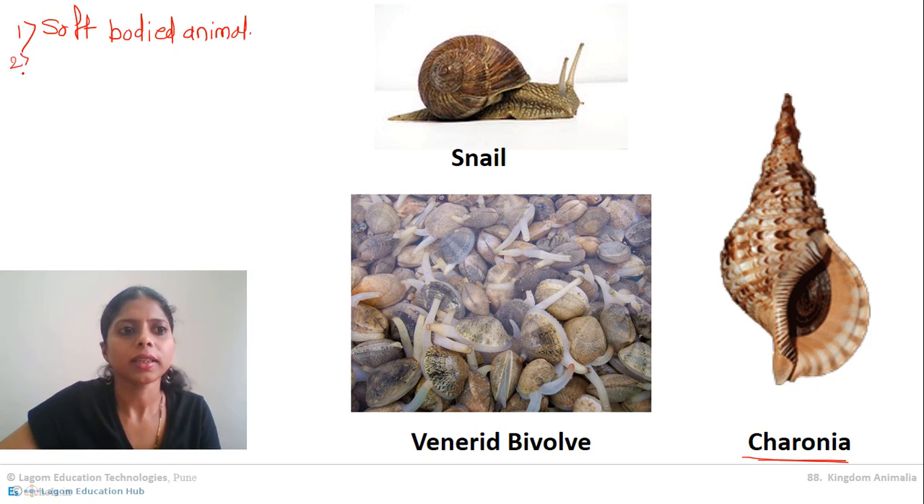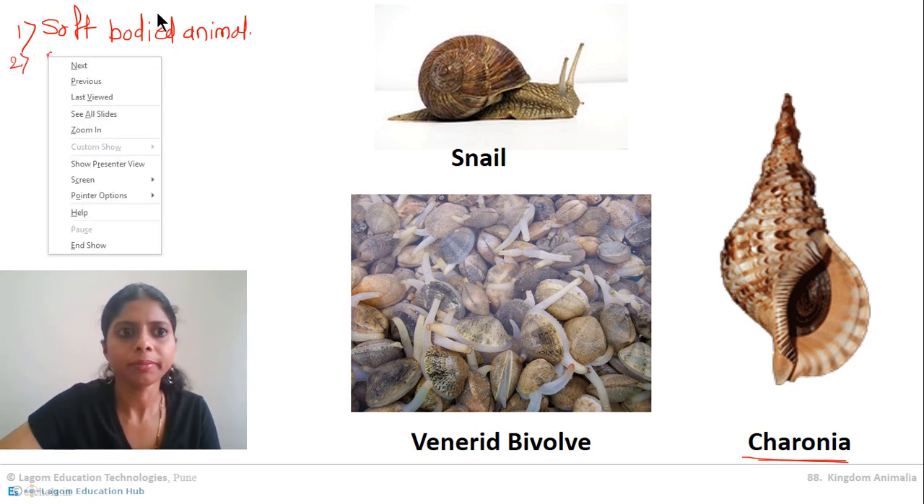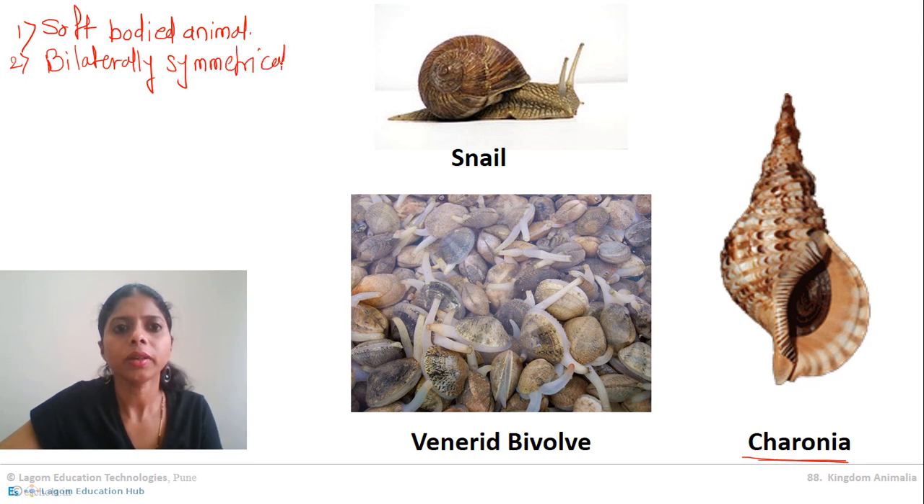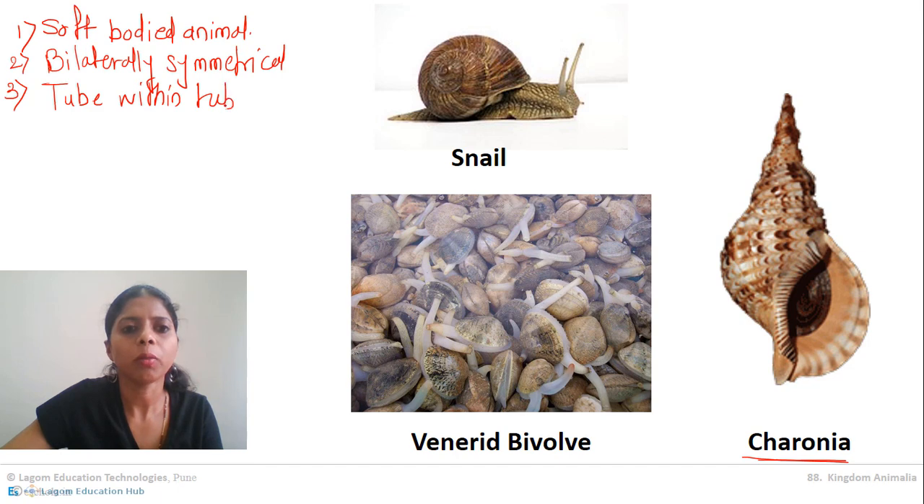Then the second characteristic is that initially all of them are bilaterally symmetrical. Now one more characteristic I'll write and then we will discuss exceptions. Initially all of them are bilaterally symmetrical, but snail, like we can see here, snail is asymmetric. So we will discuss more about it after some time. But let me write the third characteristic. They show tube within tube body plan.